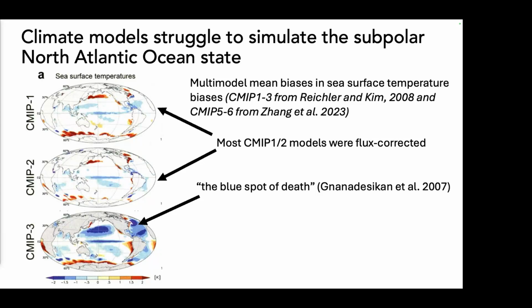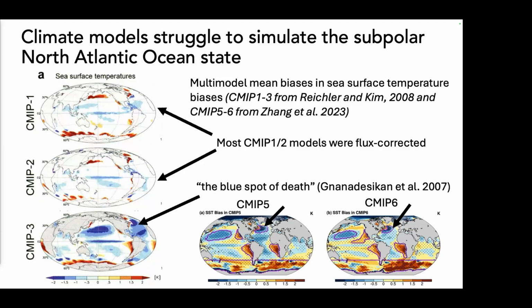So CMIP3 was back when I was starting grad school, and we've had two more CMIPs since, CMIP5 and CMIP6. You've got to be thinking, okay, in the last 15 years, we have to have made progress on these biases, right? Not really. Here's CMIP5 and CMIP6. The blue spot of death is still present in both of them. Southern Ocean still looks pretty biased too. So that's the problem. What is this bias? What can we do to improve it?